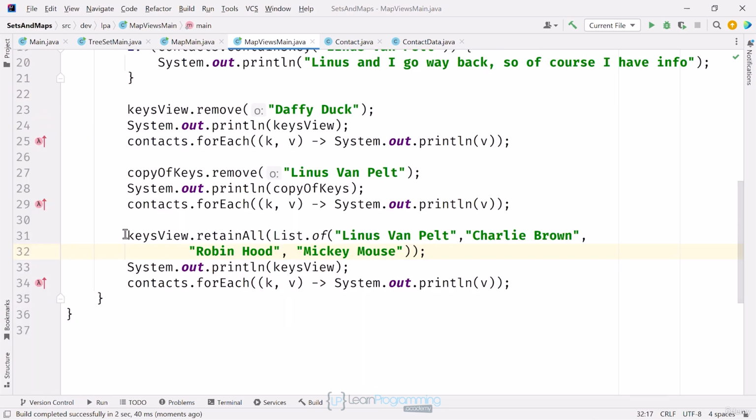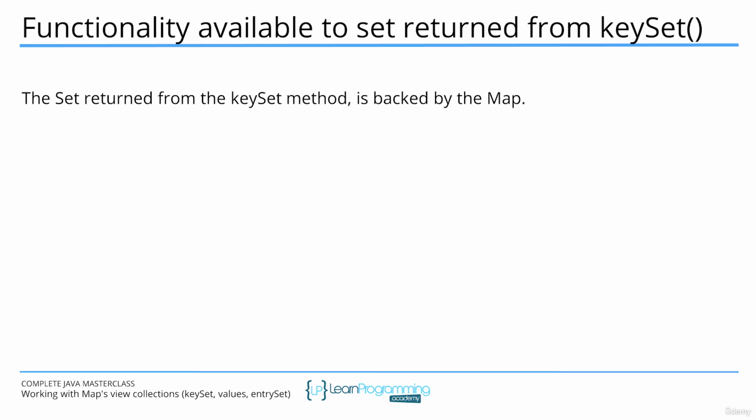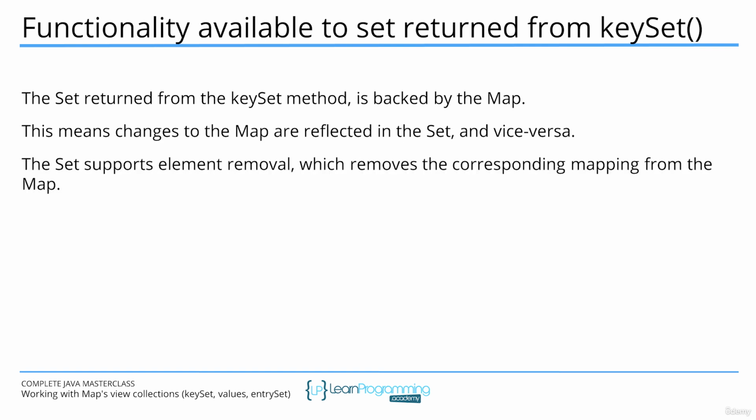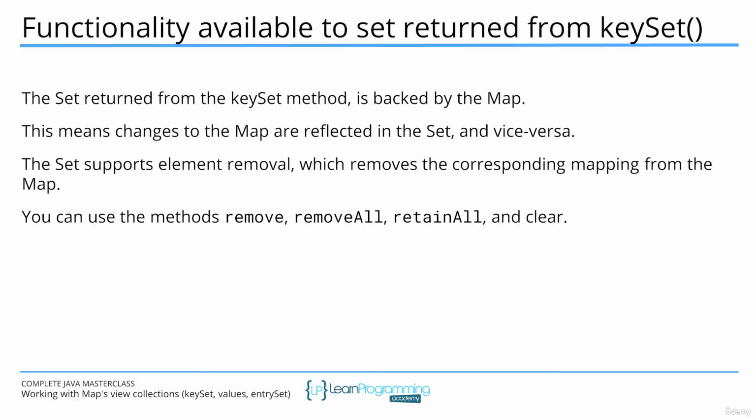Okay, so that's pretty convenient to be able to just perform functions on your set of keys and have those operations be propagated to the map. The set returned from the keySet method is backed by the map. This means changes to the map are reflected in the set and vice versa. The set supports element removal, which removes the corresponding mapping from the map. You can use the methods remove, removeAll, retainAll and clear. It does not support the add or addAll operations.